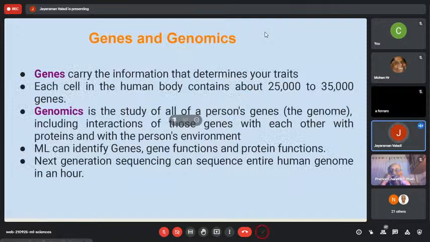Now, genes and genomics. Genes are part of the DNA sequence which carry the information that determines our traits. Each cell in the human body contains around 25 to 35,000 genes, and genomics is a study of all the person's genes, including the interactions of the genes with each other, with proteins, and with the person's environment. Machine learning methodologies can identify genes which code for proteins, the functions of genes, and protein functions. NGS methodology can sequence the entire human genome in an hour. So this has generated a lot of new genomic information, which has produced a large amount of data. So ML has facilitated processing of this data into useful algorithms for the benefit of mankind.